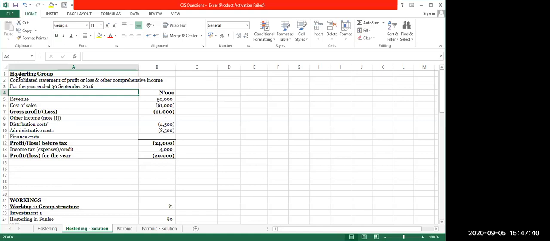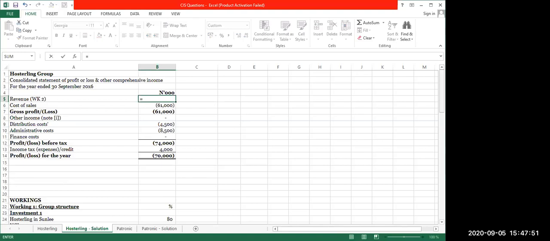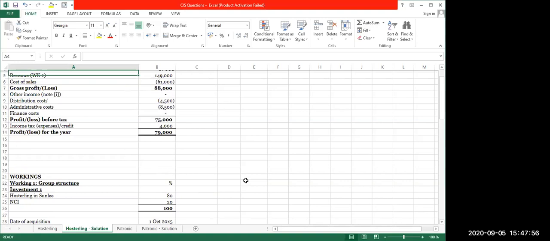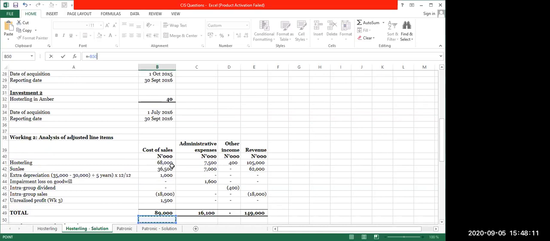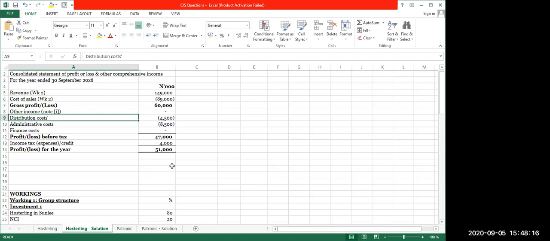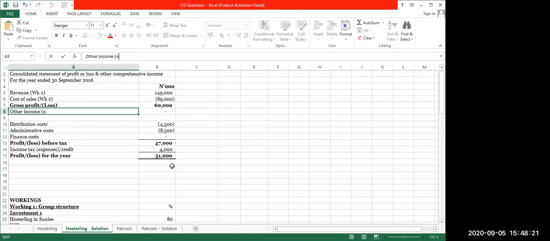So for revenue, of course, revenue can be found in working tool. I will just go and pick my revenue up from working tool as 149,000. The cost of sales can also be found in working tool. I'm going to carry my figure from working tool. The other income is now nil. Again, I refer you to working tool. It's now nil because the intragroup dividend has been eliminated.